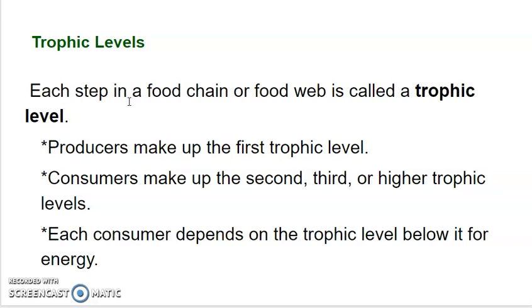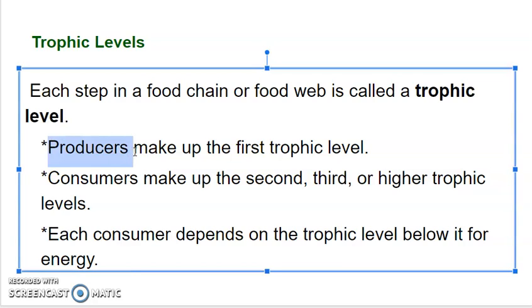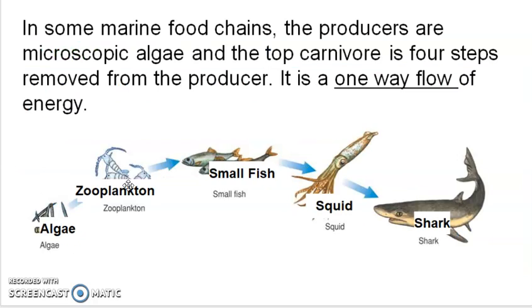Each step in the food chain or in a food web is called a trophic level, and the first trophic level is producers, which are plants, autotrophs. Then consumers make up the second, third, or higher trophic levels, and each consumer depends on the trophic level below it for energy. Let's give an example here.